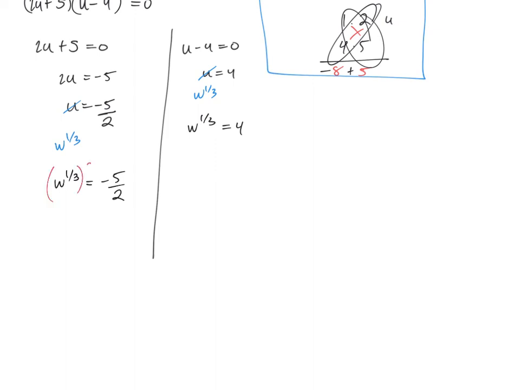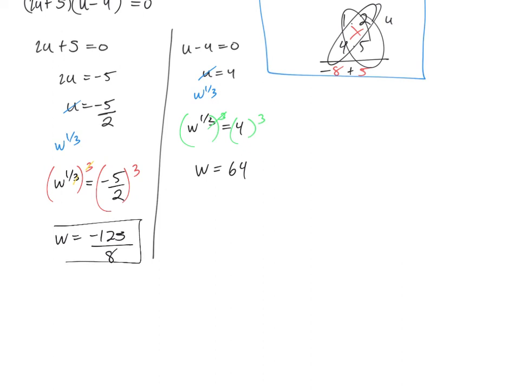Okay, so to solve for w, we're going to raise both sides to the 3rd power. That'll cancel out with the 3, and I'm left with w equals negative 125 over 8. And on the other side, once again, raising both to the 3rd power, I get w equals 4 to the 3rd power, which is 64. All right. And you go ahead and check these to make sure they work with the equation. And they do. So those are our answers, boxing them. And that is it for this section.